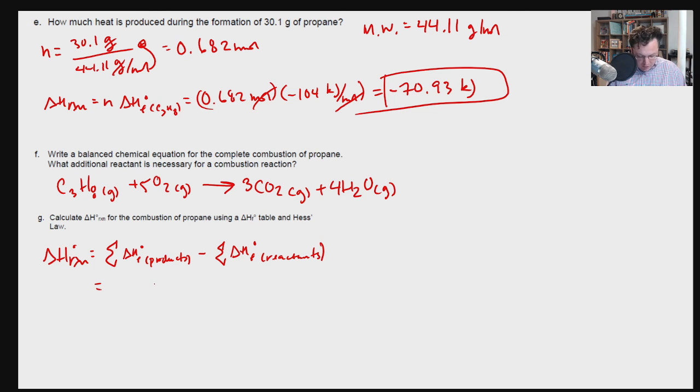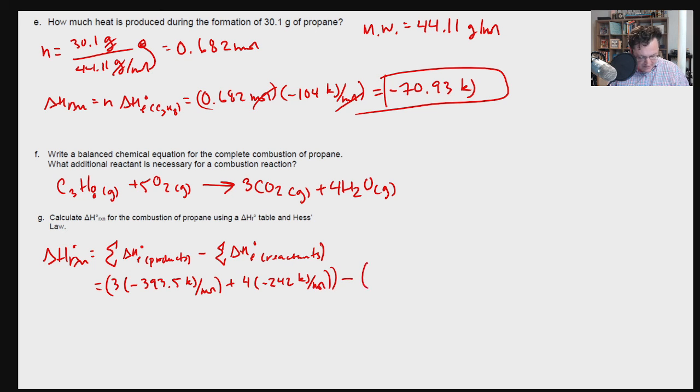So we take that. Our products, we have CO2, so this is going to be 3 times, if I look at the back of the table, for carbon dioxide, CO2 gas, negative 393.5 kilojoules per mole, plus for the water, we have 4 times, so H2O gas, negative 242 kilojoules per mole. So that's all of our products.